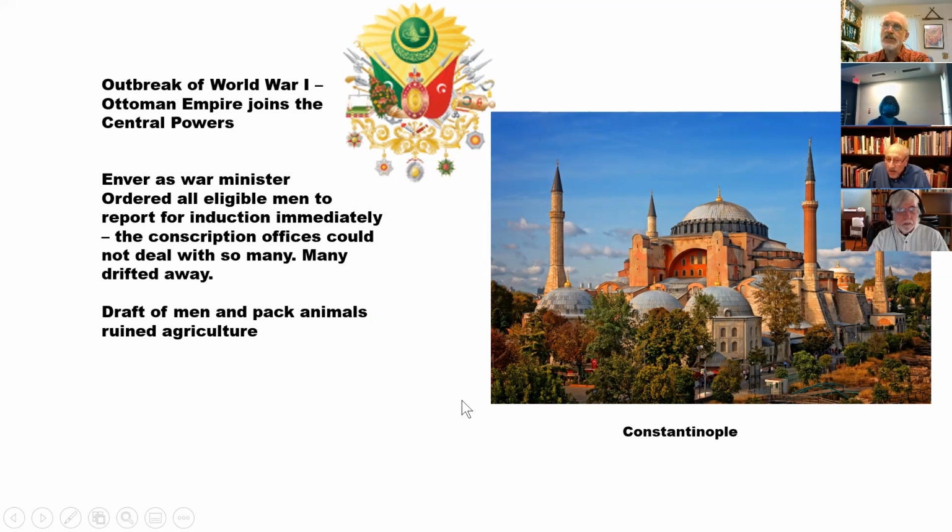And you've got Enver Pasha, who's a war minister, and he says, all eligible men are to report for induction immediately. Well, this is not a modern state. They couldn't deal with all these people. At the same time, they started drafting men and pack animals, so the agriculture starts to disintegrate. So this country, at the beginning in 1915, is really falling apart centrally.